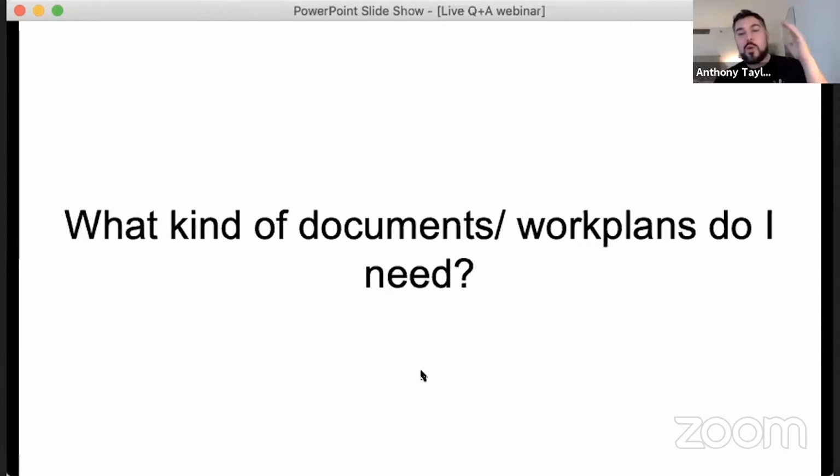Again, vision, where are we going? Mission, what is the purpose of our organization? How are we getting there? Strategic priorities, where are we going to focus? You might need to do something like a risk register.